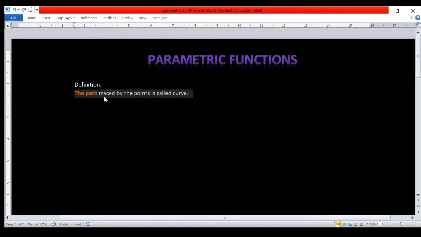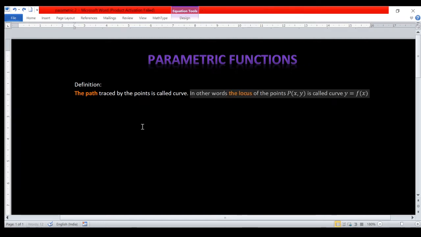Definition. Very simply, you can say the path traced by the points is called a curve. And curves are what? Functions, y is equal to f of x. So the path traced by the points is called a curve. How will the curve come? If you collect points and join the points, you get the curve. Or in other words, the locus of points x comma y is called a curve.